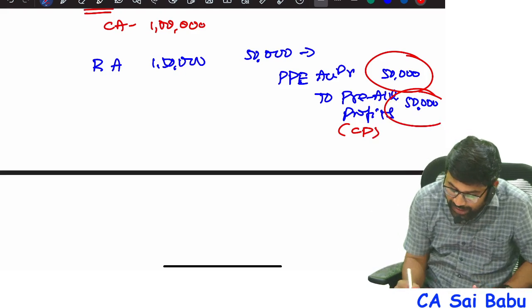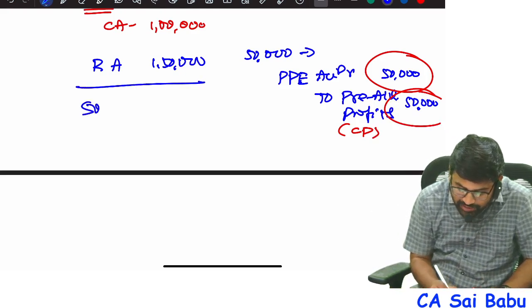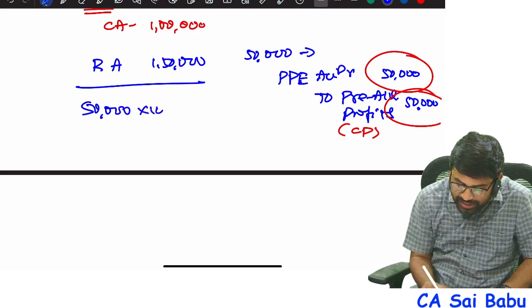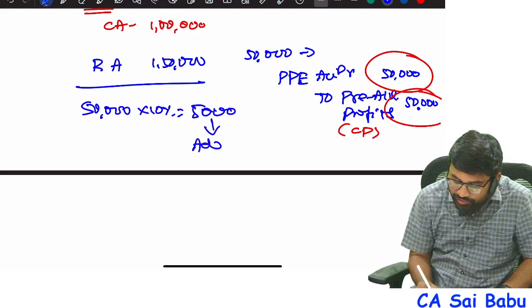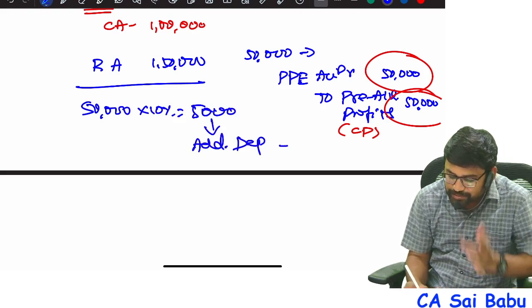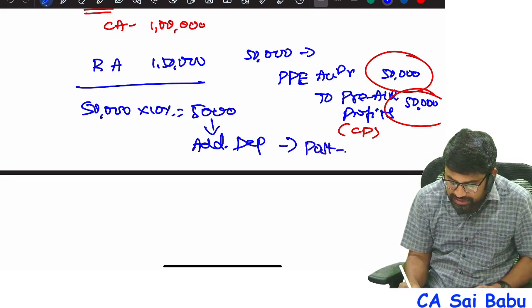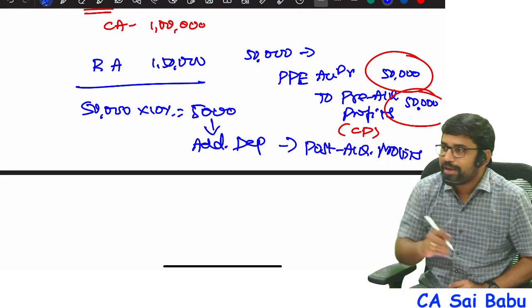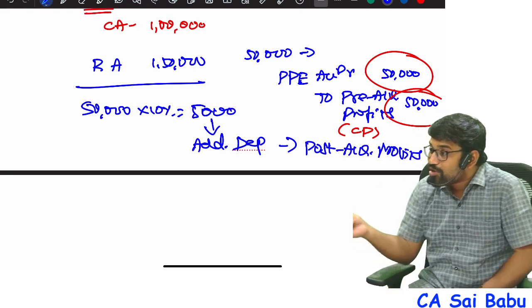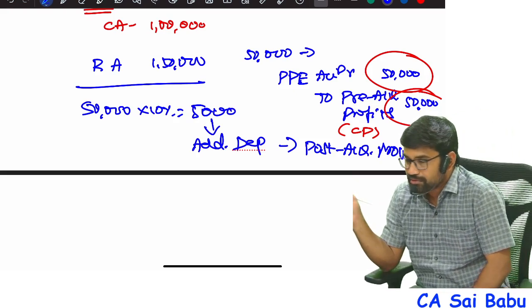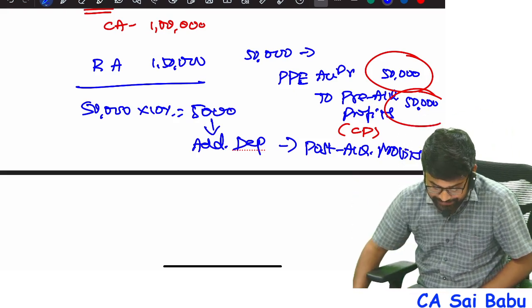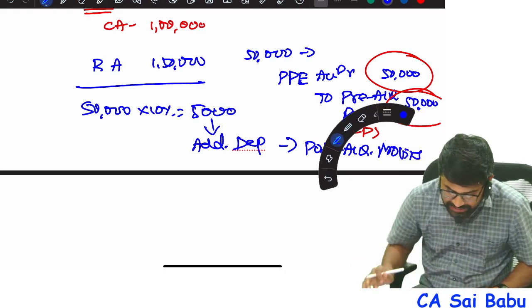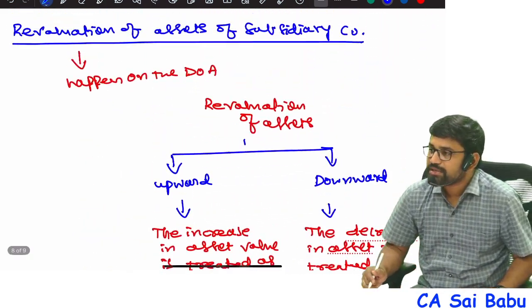Now I increased the asset value by 50,000, right? Suppose the depreciation rate is 10%. Therefore, how much additional depreciation do I need to provide? 5,000. This additional depreciation decreases my post-acquisition profits. That's it. My post-acquisition profits will be decreased by 5,000. Only the remaining profits I need to analyze into pre and post. So that's it. This is one adjustment. Do you understand this adjustment?